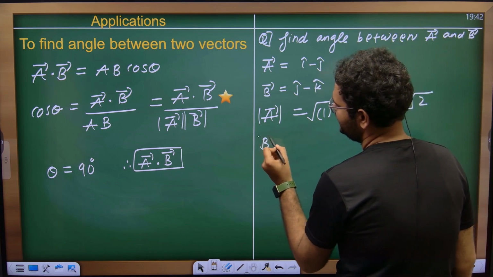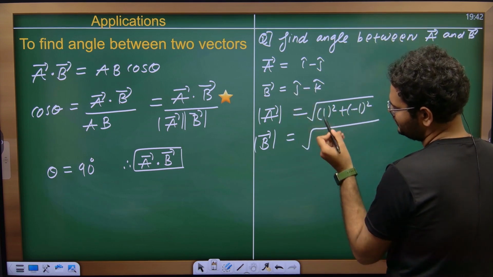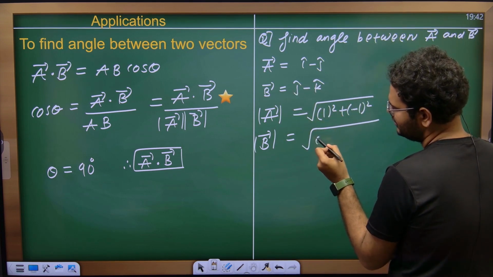Sir, what is the B vector magnitude? Similarly, it should be, here the x component is not there, simply y and z components are there. Okay, no problem at all.